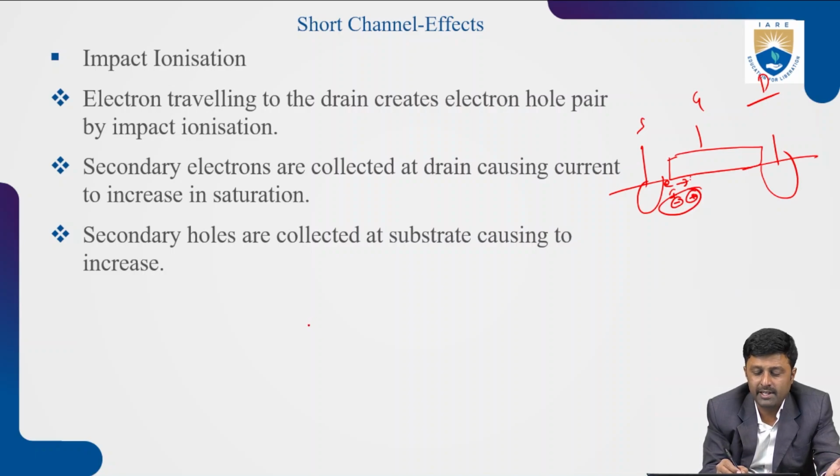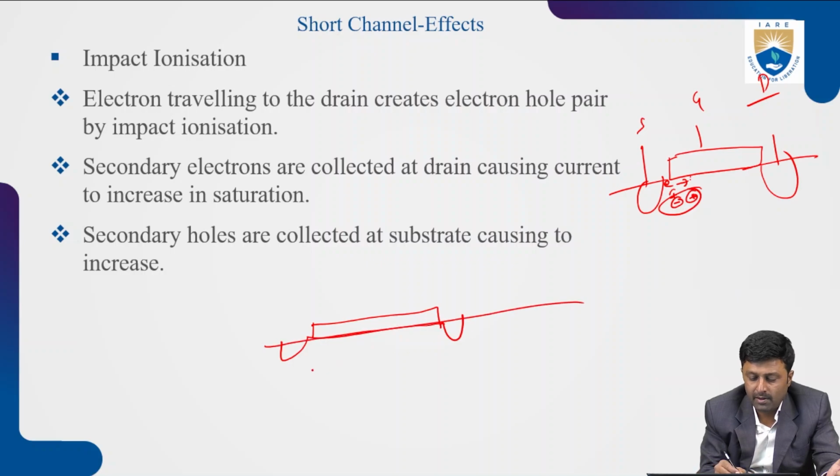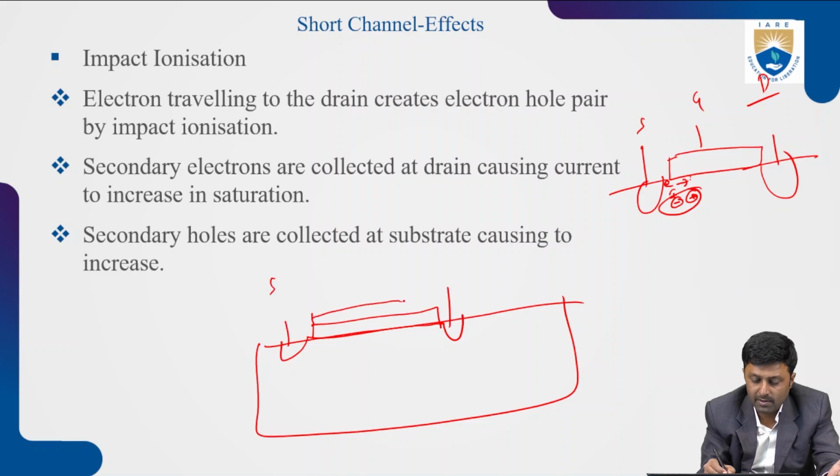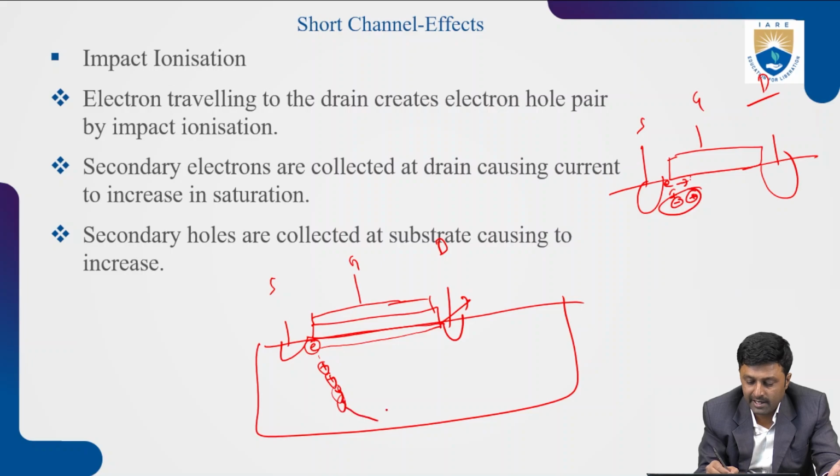Because of this phenomenon, this is the source, this is the gate terminal, and this is the drain terminal. Because of this impact ionization, the electrons will be collected at the drain region, and the holes are created at the P substrate, let us say if it is an NMOS transistor. So this is the substrate region.